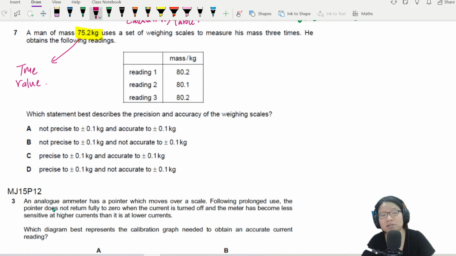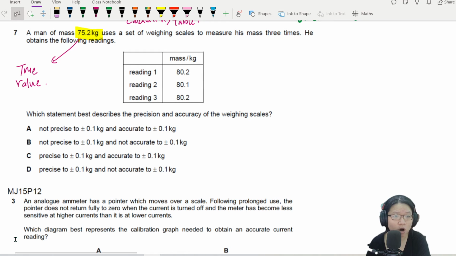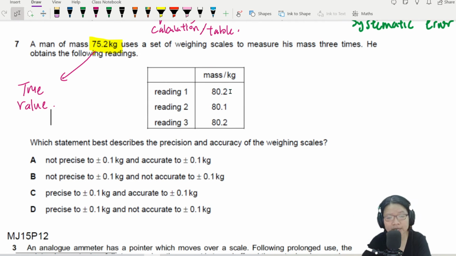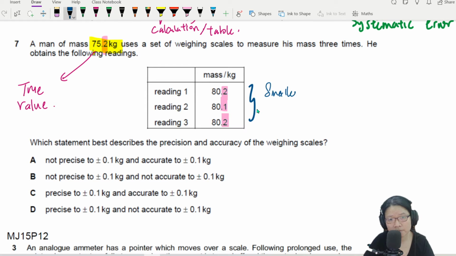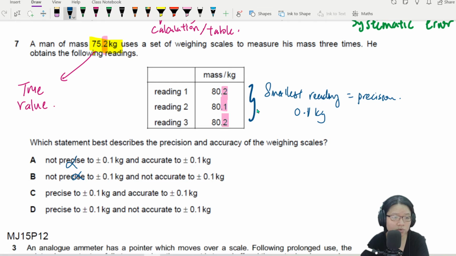Anyway, which statement best describes the precision and accuracy of the weighing scales? Let's go. Is it accurate? No. This one is not accurate. So it is precise, and then plus minus 0.1 kg. Definitely you can tell that the precision is one decimal point because all of these readings are to one decimal point. So from here I can tell that the smallest reading, which is related to precision, is 0.1 kg. So it is precise to 0.1 kg.